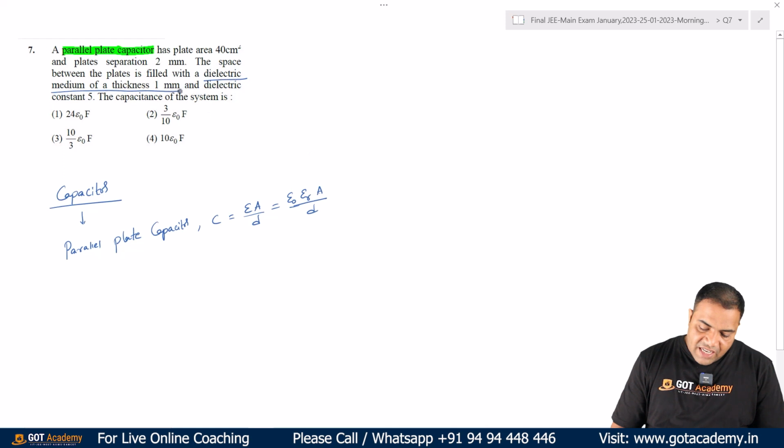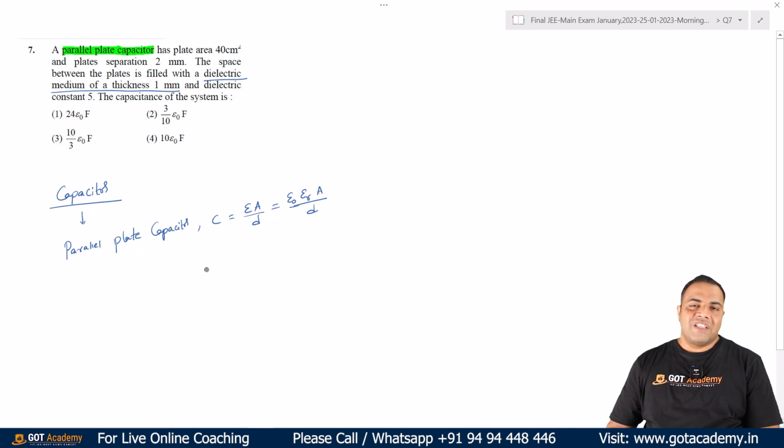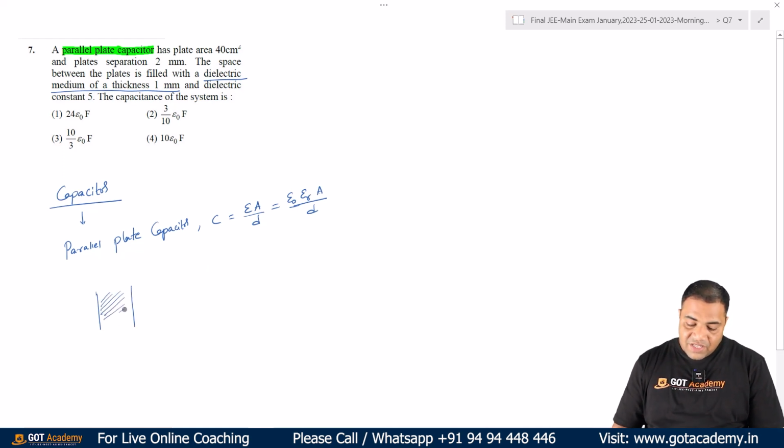Next, dielectric medium of thickness. So he is speaking about a dielectric that has been placed. In such a case, this formula is invalid. Then you have to recollect the formula related to the dielectric slab placed in between the plates of a capacitor. I'm just drawing a diagram for that. These are the plates of the capacitor. Now a dielectric material has been placed here. The space between the plates is filled with a dielectric medium of thickness 1 mm. So only 1 mm, not completely. And the dielectric constant is 5.